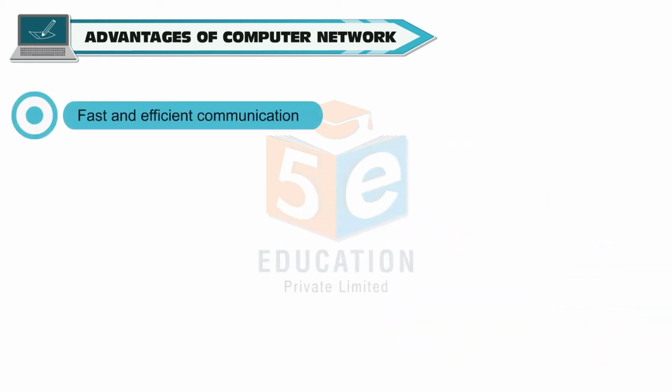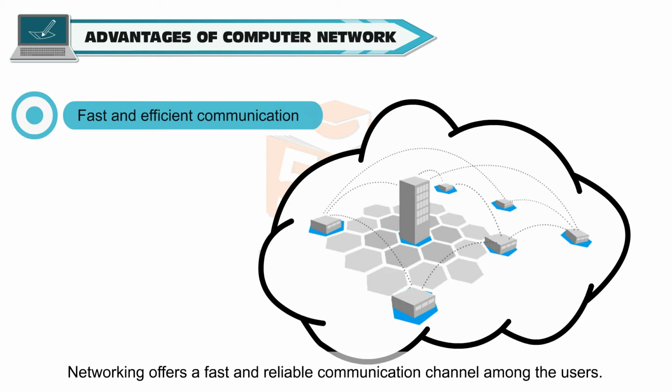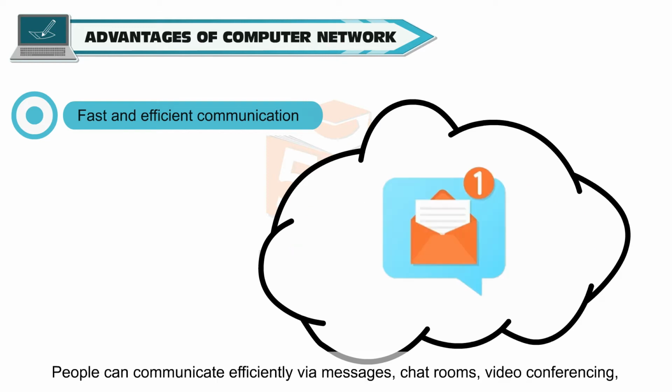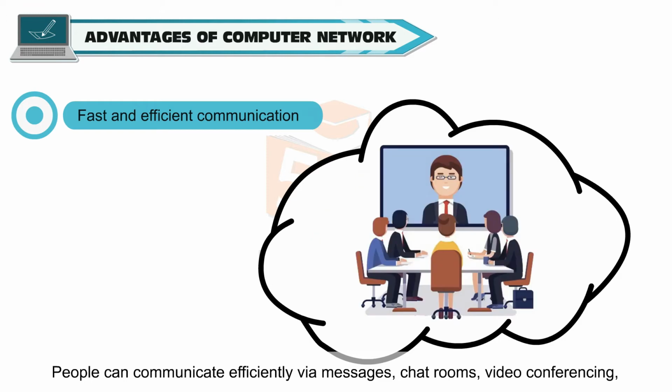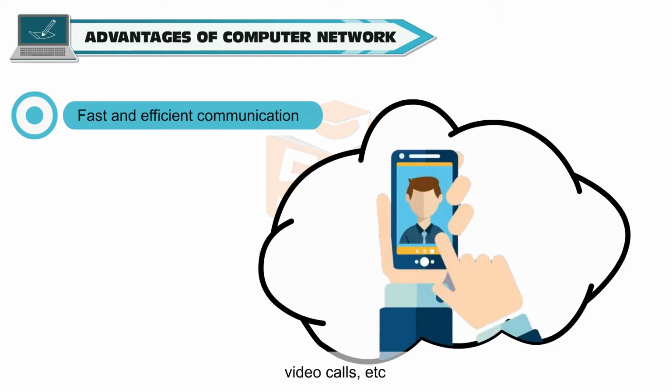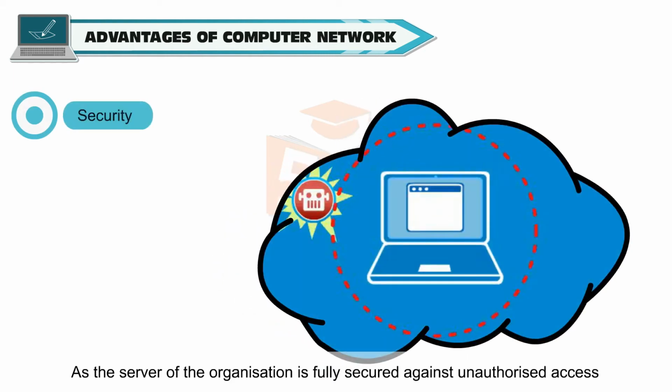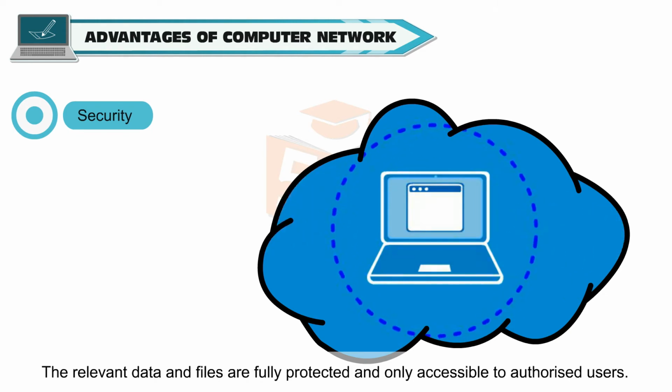Fast and efficient communication. Networking offers a fast and reliable communication channel among the users. People can communicate efficiently via messages, chat rooms, video conferencing, video calls, etc. Security. As the server of the organization is fully secured against unauthorized access, the relevant data and files are fully protected and only accessible to authorized users.